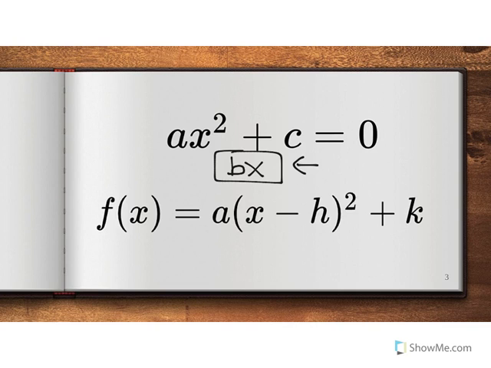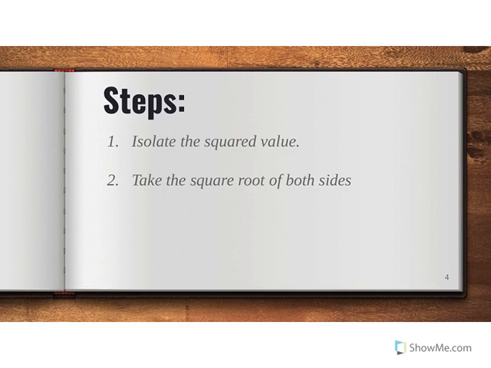So if we have a times (x minus h) squared plus k, this also is when we will be using the vertex form, or sorry, the solving quadratics using square roots method.